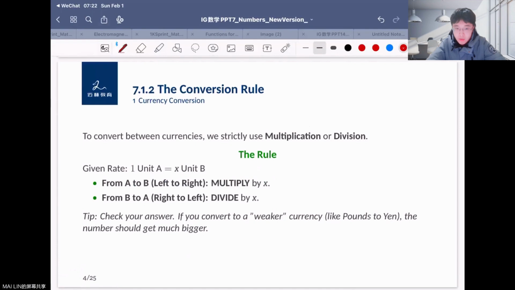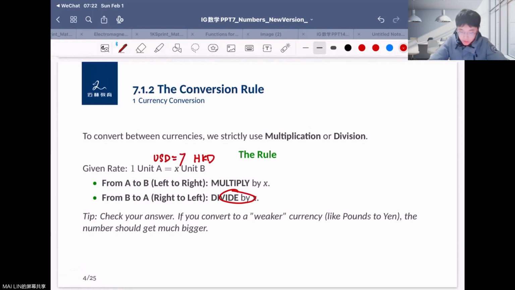So from A to B, you only need to multiply by X. And if you want to calculate from B to A, you have to divide by X. So if you have 1 unit of US dollars, you want to exchange it for Hong Kong dollars, maybe it's 7 Hong Kong dollars.